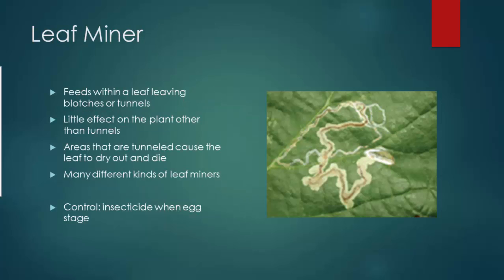Next up, you have a leaf miner, obviously, because as a larva, they make mines through the leaves. They make these little zigzag patterns, and that is because they are eating away at the inside of the leaf. They are making these little tunnels. They can cause the leaf to actually dry out and die because they are eating the leaf from the inside out. There's a lot of different kinds. It's important to control them when they're young, so a foliar insecticide will work really well with leaf miners.